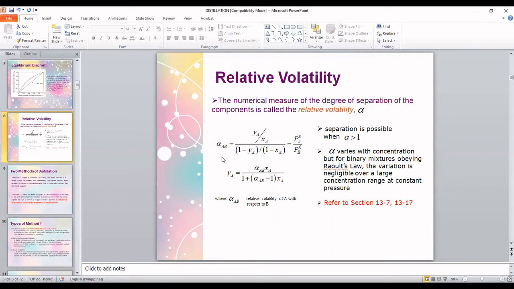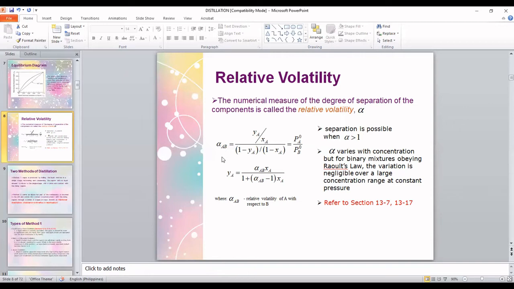Now, alpha generally varies with concentration, but for binary mixtures obeying Raoult's law, meaning they are ideal mixtures, the variation is negligible over large concentration ranges at constant pressure. So this variation of alpha with concentration is negligible when we are dealing with binary mixtures that are said to be ideal. So not just binary mixtures, but mixtures that are ideal.